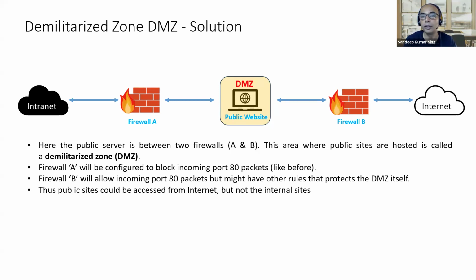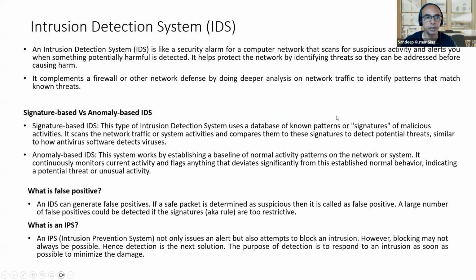So what I'll do, I'll use two firewalls. I'll put my public website between both the firewalls. The first firewall will protect the intranet, internal network, whereas the second firewall will protect the public website. And this concept is called DMZ, demilitarized zone, right? So remember this also we discussed in the last session.